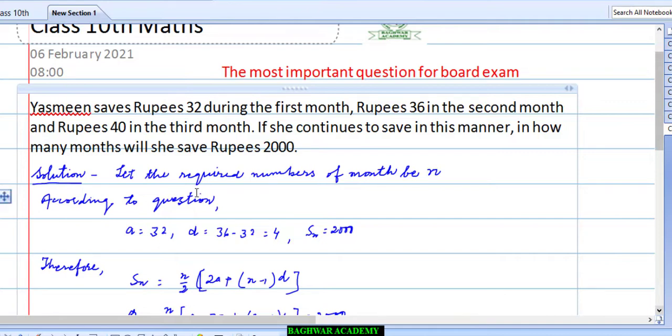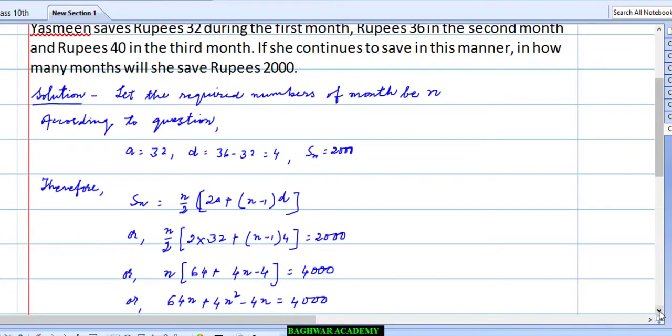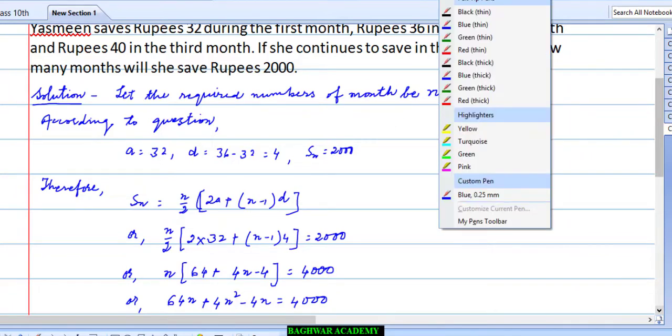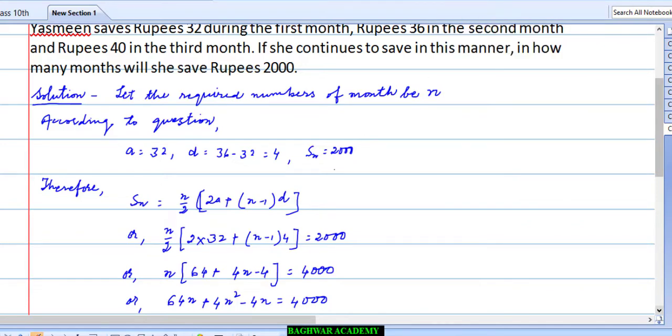So just you see, let the required number of months be n. We will assume the required number of months will be n, and here you see according to the question a we have got 32, d we have got 36 minus 32, it means 4, and Sn will be 2000 because she will save 2000 rupees. So Sn we have been given 2000.